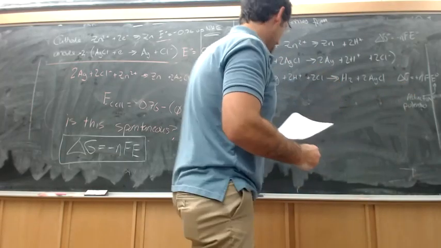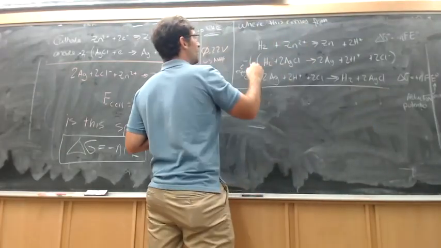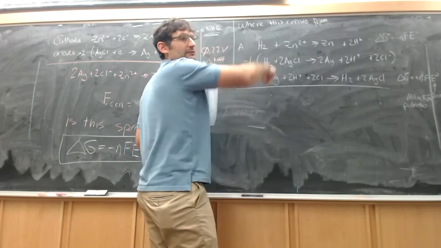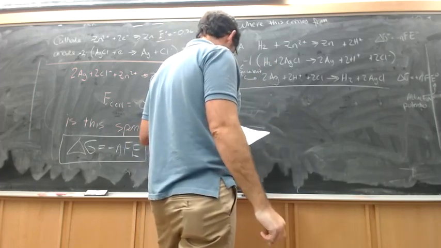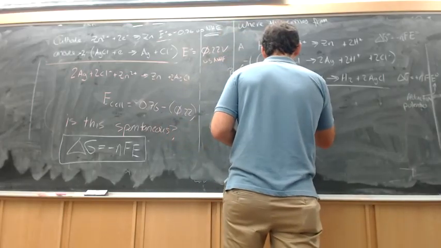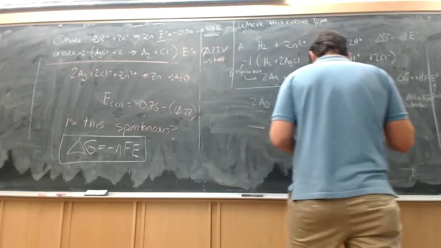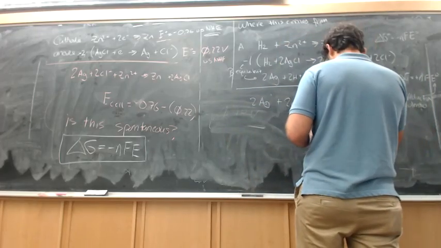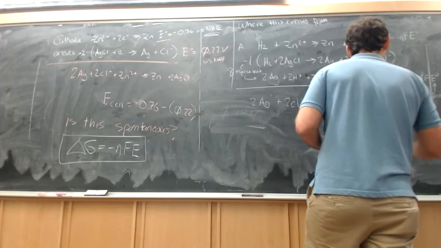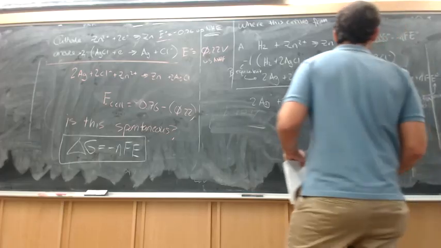And so when you think about the overall reaction, if I add these together, I'm not going to do this twice, right? It's A plus B, where I choose either one of these. They're the same thing. I get my overall reaction. So 2Ag plus 2Cl minus plus Zn2 plus goes to the zinc metal plus 2AgCl. What is the delta G for this overall reaction?